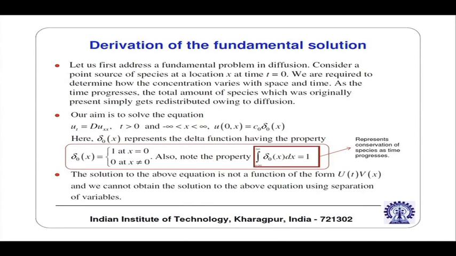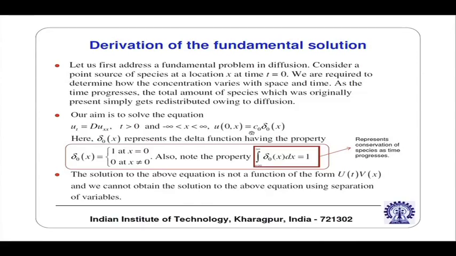Only the concentration will be distributed differently because of diffusion. So, our aim is to solve a governing equation of this form. u_t, you can understand these subscripts, u subscript t is del u by del t, u is like concentration, this is just a generic mathematical form, is equal to D u_xx, u_xx is del square u by del x square. This is for t greater than 0 and minus infinity less than x less than infinity. At t equal to 0, you have a species source, so that is represented by the concentration times a delta function. This is a typical representative of a point source, C0 times the Dirac delta function.